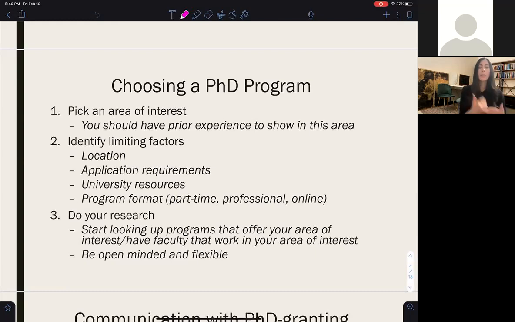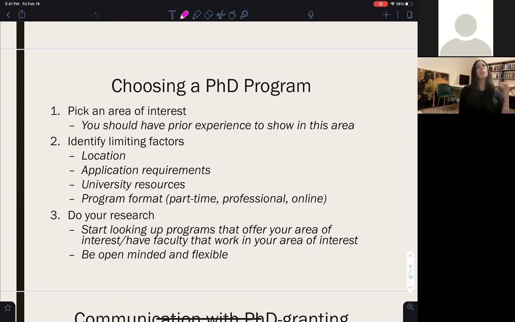Okay, it brings me to my second point, which is you need to identify limiting factors. For me personally, location was a really big, important part of choosing a PhD program. I am born and raised in California and I'm very attached to it. So I thought, the first time I apply, I'm not really going to apply out, but I know a lot of people who apply all over the country and even in other countries. So this is something you need to decide for yourself, what that limitation might be.